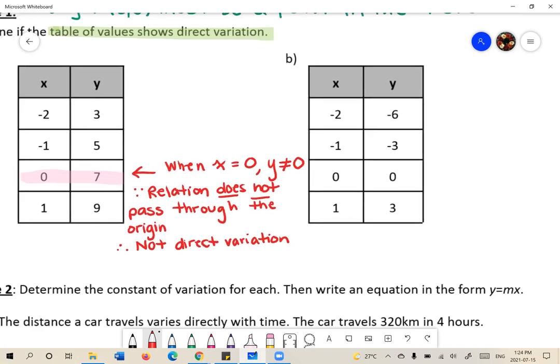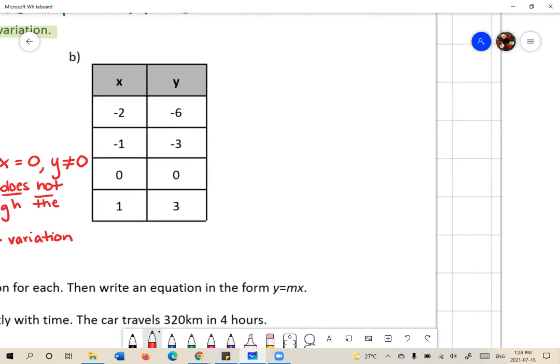Let's look at the table of values in example B. When x is equal to 0, y is also equal to 0. These are the coordinates that create the point 0, 0, or the origin. So if we graphed this relation, it would go through the origin, which means that this is direct variation.